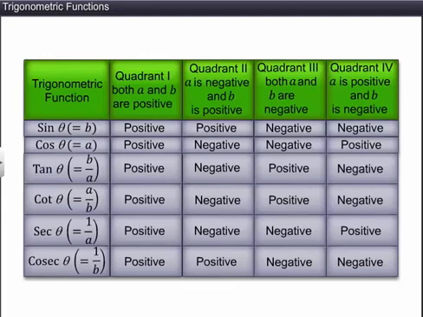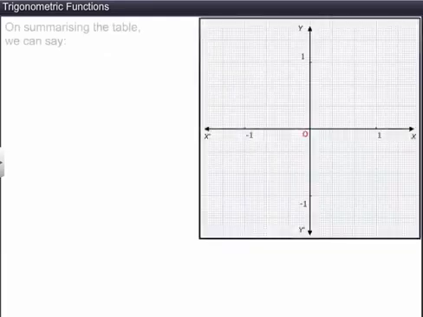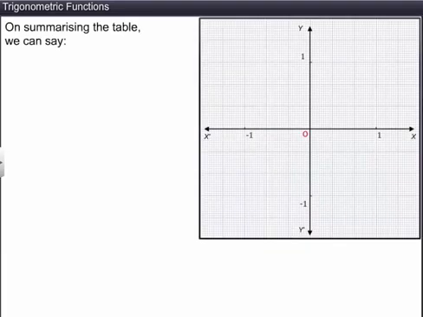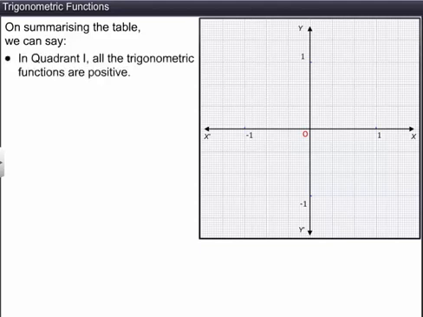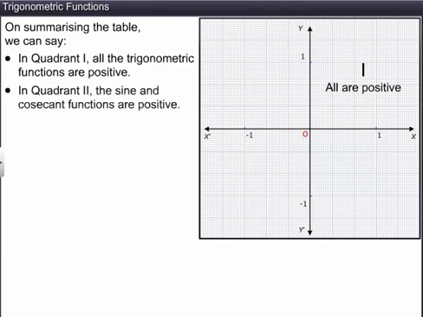From the above table, we can say that the sign of a trigonometric function depends upon the quadrant in which a point lies. On summarizing the table, we can say that in quadrant 1, all the trigonometric functions are positive. In quadrant 2, the sine and cosecant functions are positive.